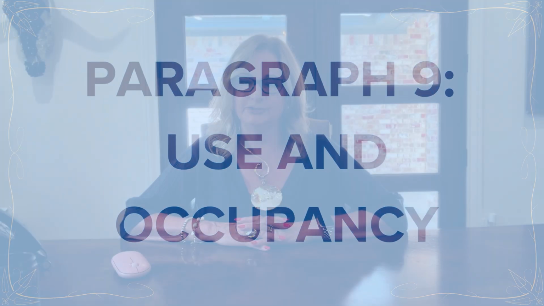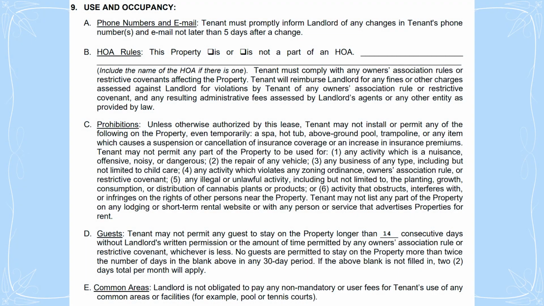Paragraph 9 discusses use and occupancy. To sum it up, this is strictly a home for you. Please do not take on any additional occupants to the property without having them come and be approved through our brokerage. This is very important. Additionally, please don't run a business out of your home. This is strictly, again, for residential use.